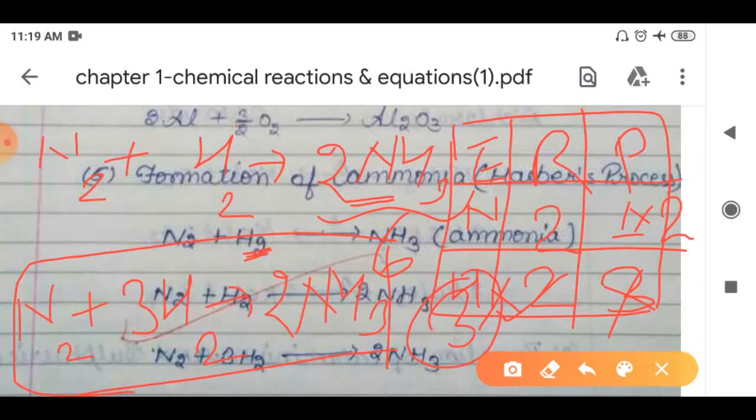We can examine it again. Just try to see that the same number of atoms are present in the reactant and product side. Two nitrogen atoms are present in the left hand side, 2 into 1, and 2 nitrogen atoms are present in the right hand side. 3 into 2, 6 hydrogen atoms are present, and 2 into 3, 6 hydrogen atoms are present. It means this chemical equation is totally balanced, right?